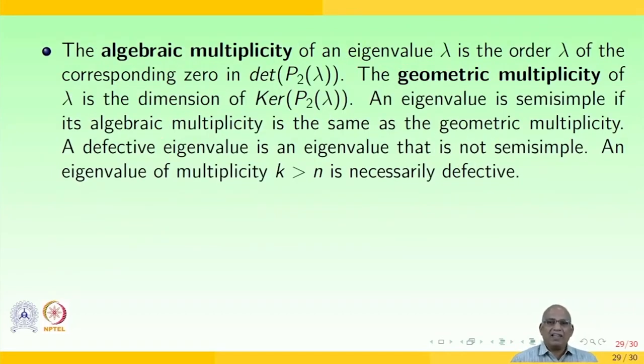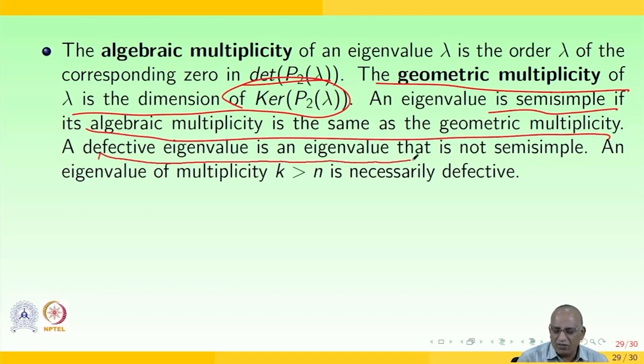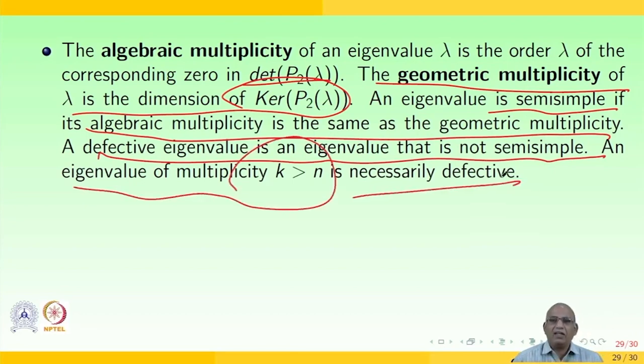Essentially, the algebraic multiplicity of an eigenvalue lambda is the order of the corresponding zero in the determinant of P2(lambda). The geometric multiplicity of lambda is the dimension of the kernel of P2(lambda). An eigenvalue is simple if its algebraic multiplicity is the same as its geometric multiplicity. A defective eigenvalue is an eigenvalue that is not simple. An eigenvalue of multiplicity k greater than n is necessarily a defective eigenvalue.